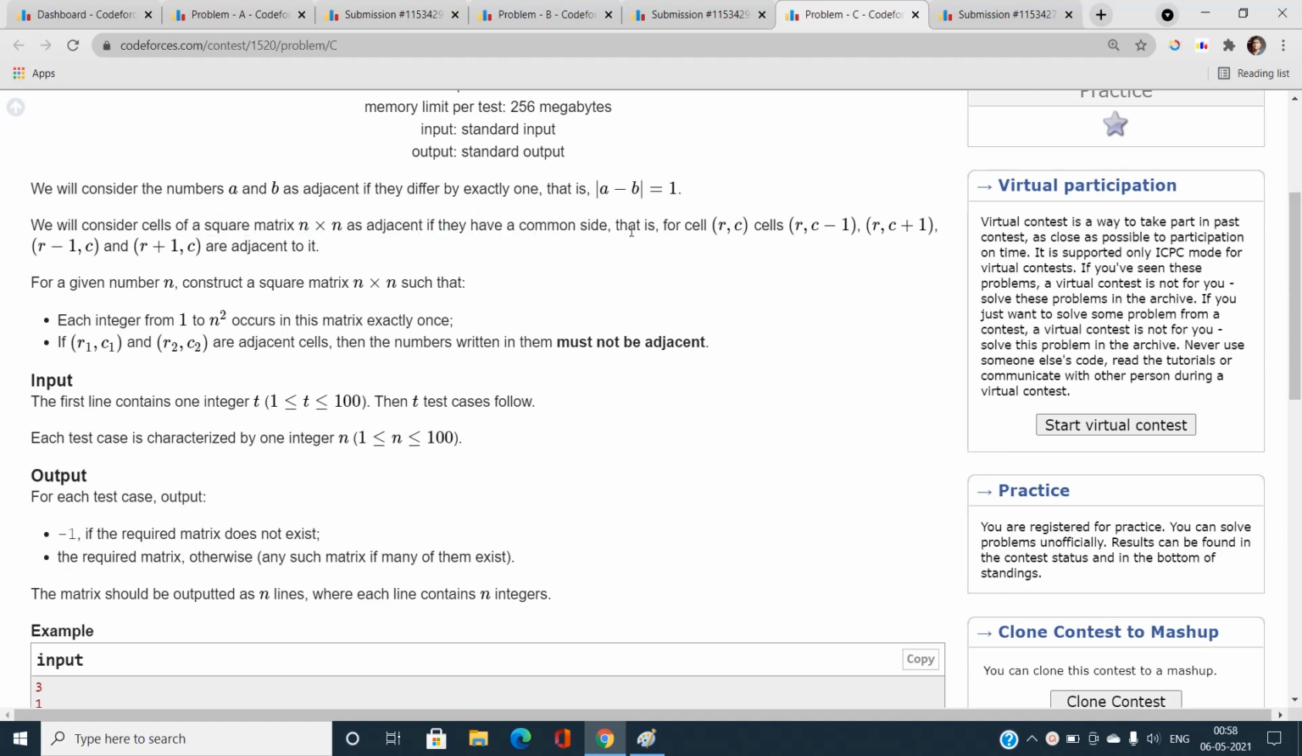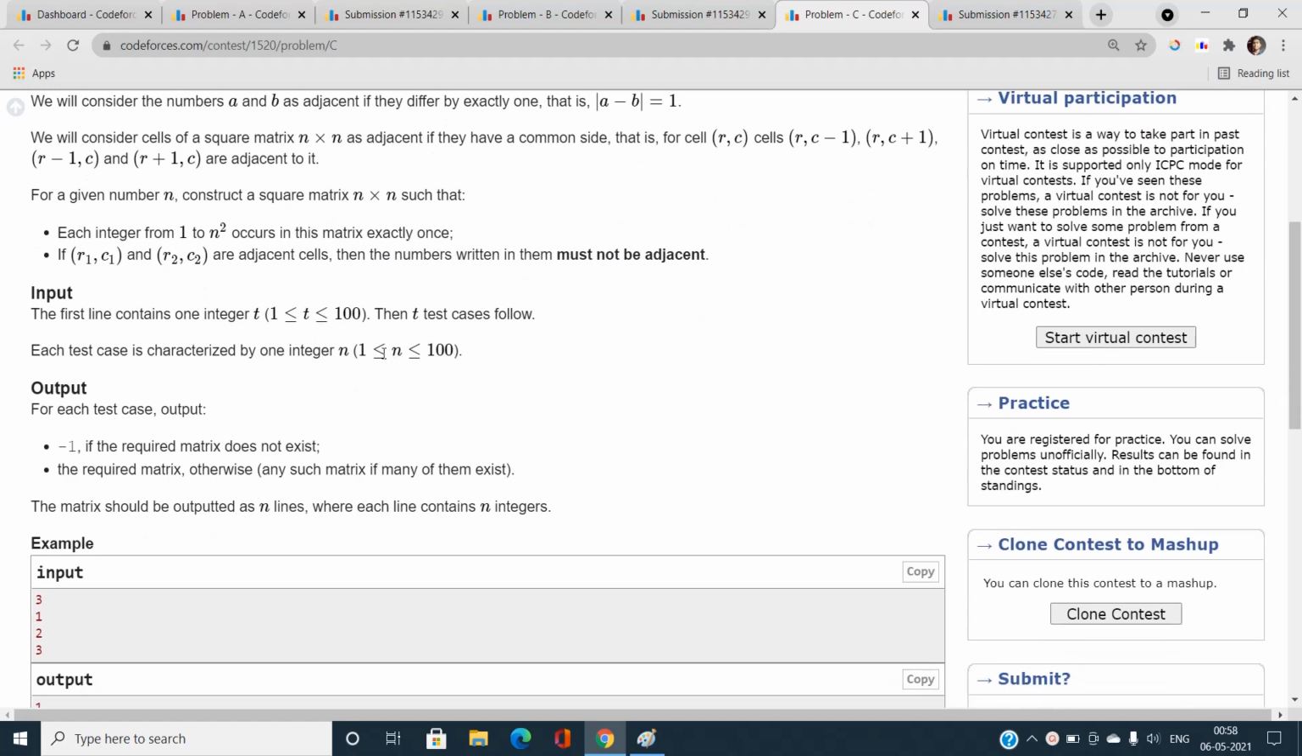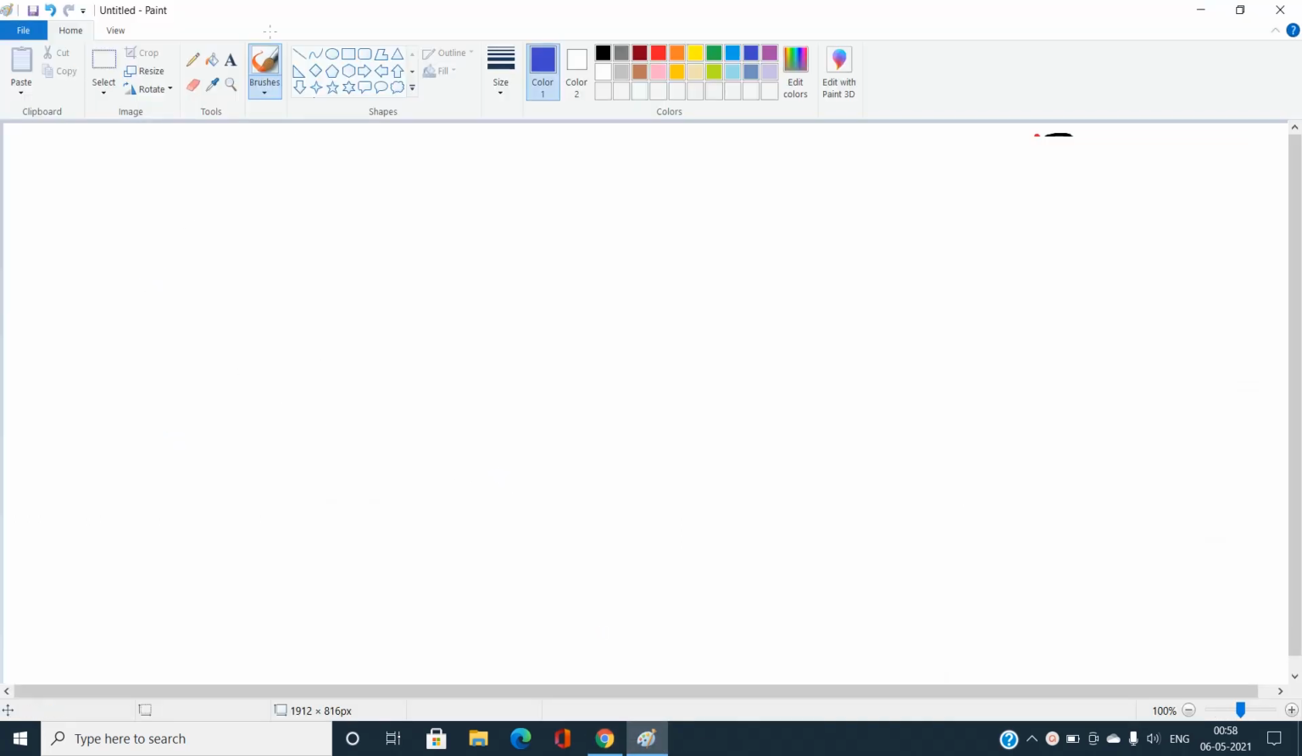For every given n, construct a square matrix of size n into n, where every integer from 1 to n square occurs in the matrix exactly one time. For every adjacent cell, the numbers written in them must not be adjacent. The number of test cases is up to 100 and n is up to 100. For each test case, I have to output minus 1 if there doesn't exist a suitable matrix, otherwise the required matrix. Let us try to understand this problem with the help of an example.